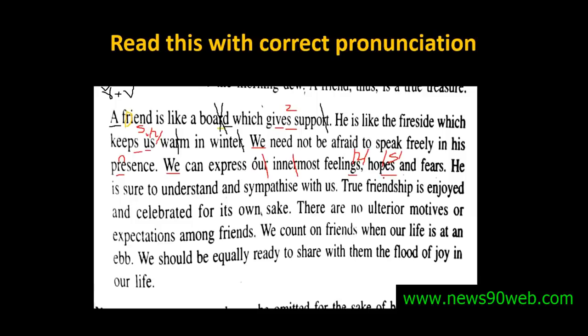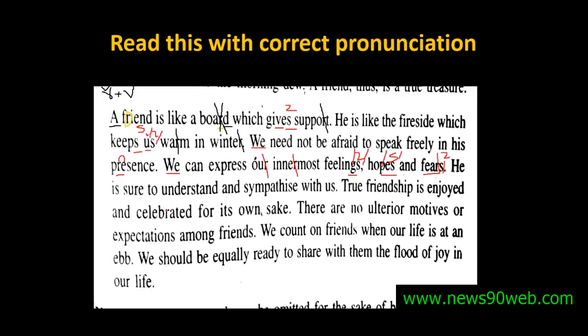So, fears. R becomes silent. There is a vowel here, and after a vowel, I already explained to you, after a vowel sound, s is pronounced as z. Here is the vowel. So, ear, here is the diphthong. Ear, fears. So s is pronounced as z, fears.